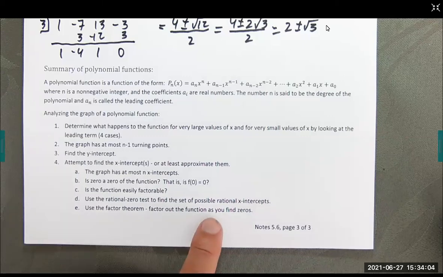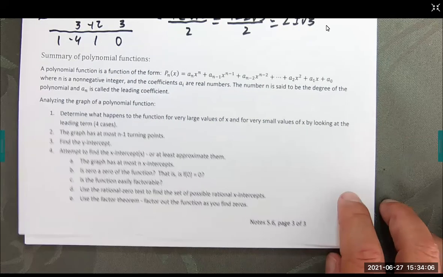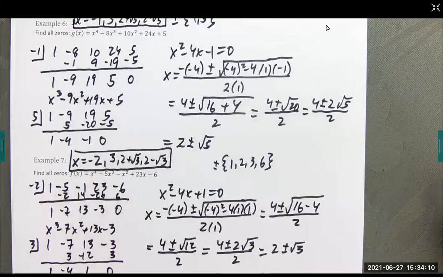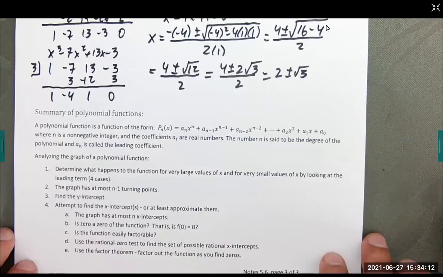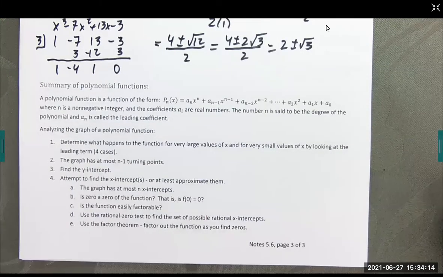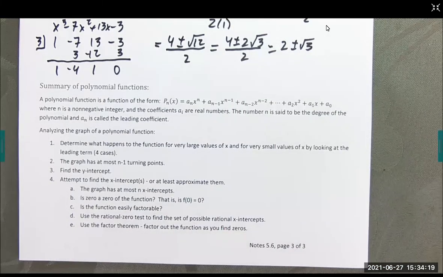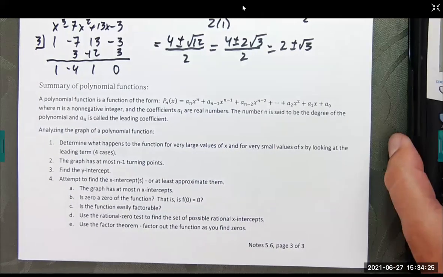So that's where we did this to try to find the rational zeros. At least list them out so you have an idea, and then you can test them either with synthetic division or the little fancy trick I taught you guys using the remainder theorem. And then use the factor theorem to factor out the function as you find the zeros. So there's a lot of good stuff there.